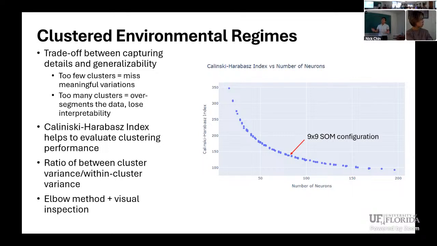However, if you have too few clusters, you're missing meaningful variation. And there are a few ways to identify the right number of clusters. One is the Calinski-Harabasz index, where you're basically mapping the amount of variance and trying to find this point of diminishing returns. And for our eventual environmental data cube, we picked this 9x9 self-organizing map orientation, which I'll show later.